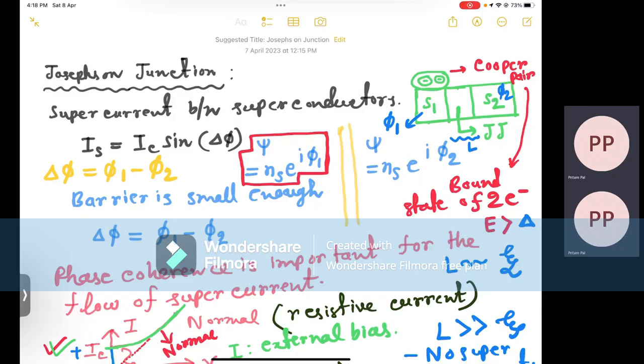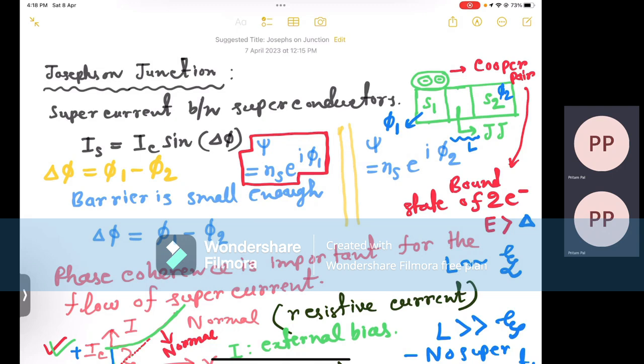So because of the flow of this current, we do not get any kind of voltage that is developed in the circuit. So that means V is zero. So that means its resistance is zero for this current. That is why it's completely dissipationless, and it is called a supercurrent.